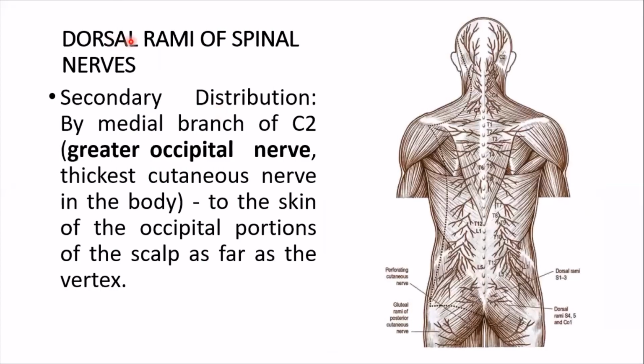Then the dorsal rami of the spinal nerve. This is the secondary distribution by the medial branch of C2, the greater occipital nerve, the thickest cutaneous nerve in the body. The thickest cutaneous nerve in the body is the C2 greater occipital nerve, which supplies the skin of the occipital portion of the scalp as far as the vertex. Here you could see this is C2. You could see I enlarge it for you.